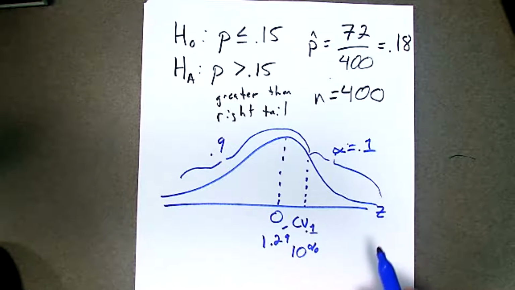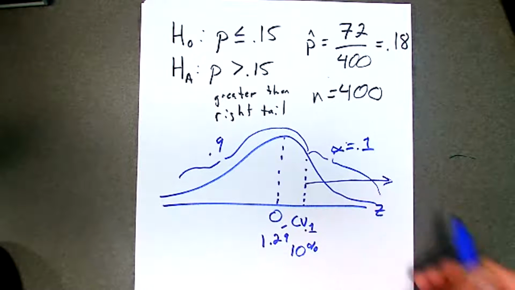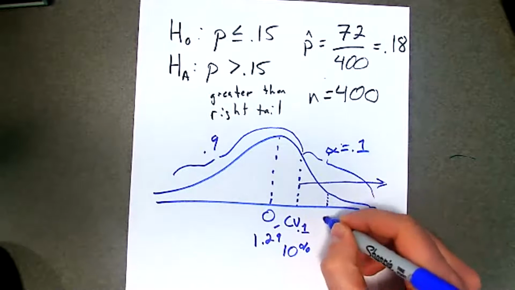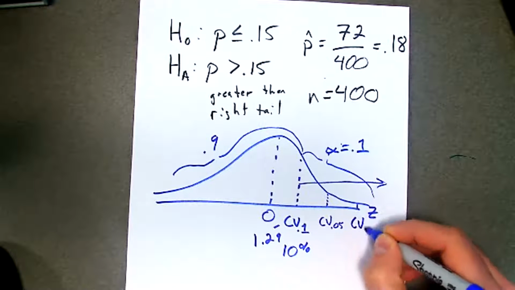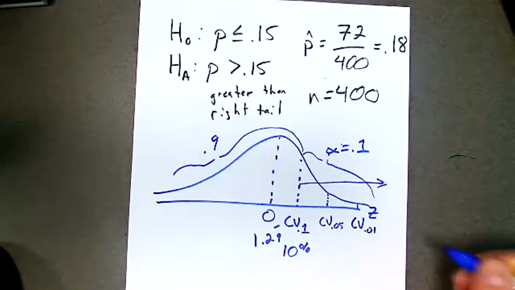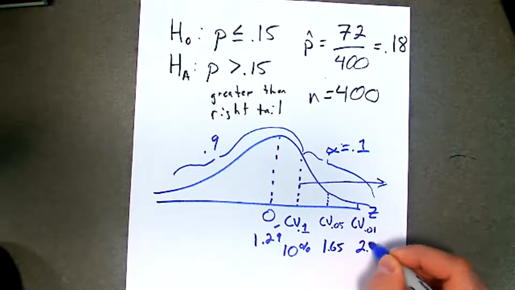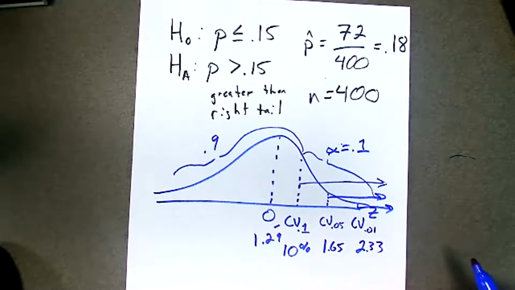I have my critical value now, here's my rejection region. I could use the same process, but look up what's the value that would give me 0.05 and what's the value that gives me 0.01 in that tail. If I do that, I can get 1.65 and 2.33. So here's my three rejection regions. Any questions up to that point?